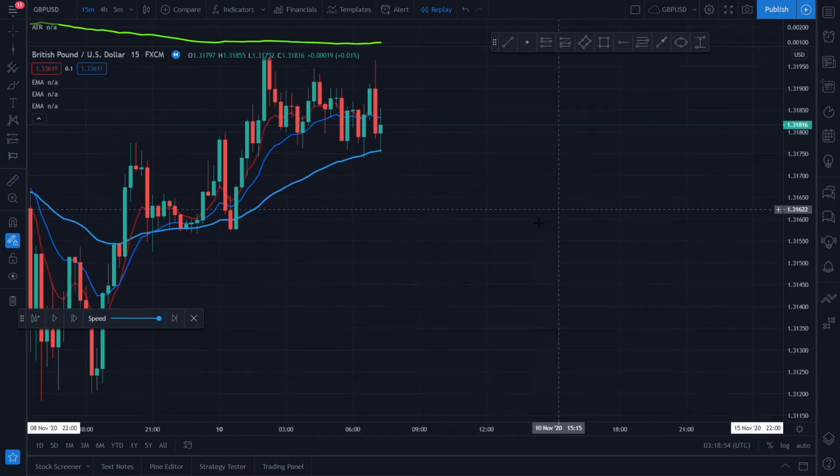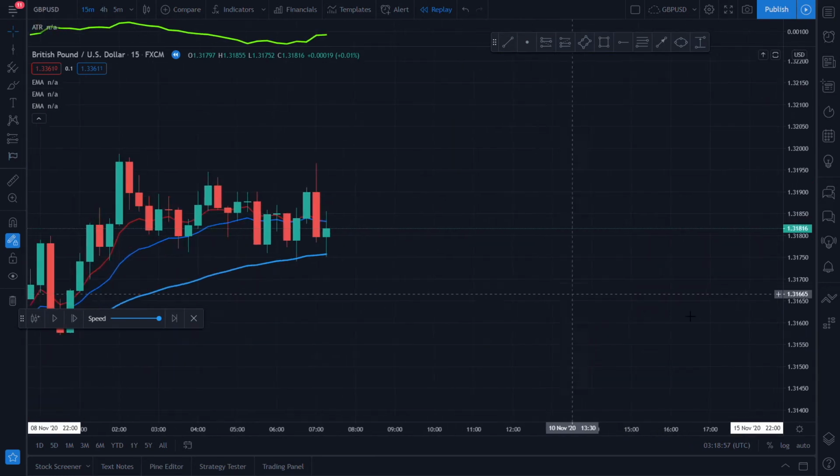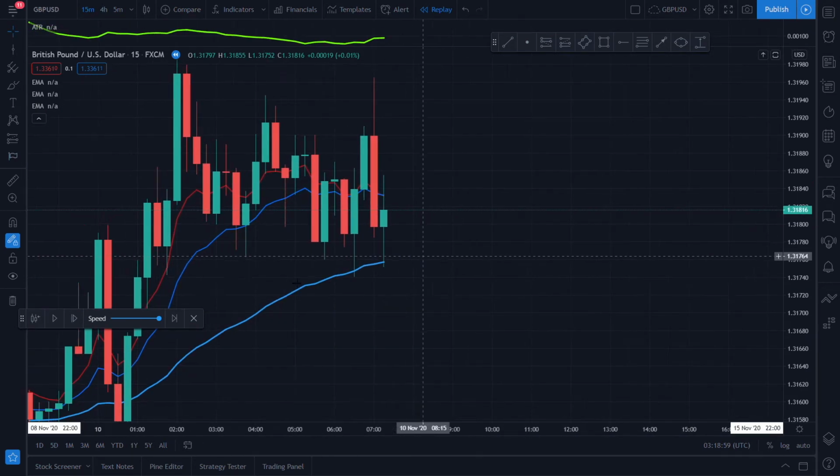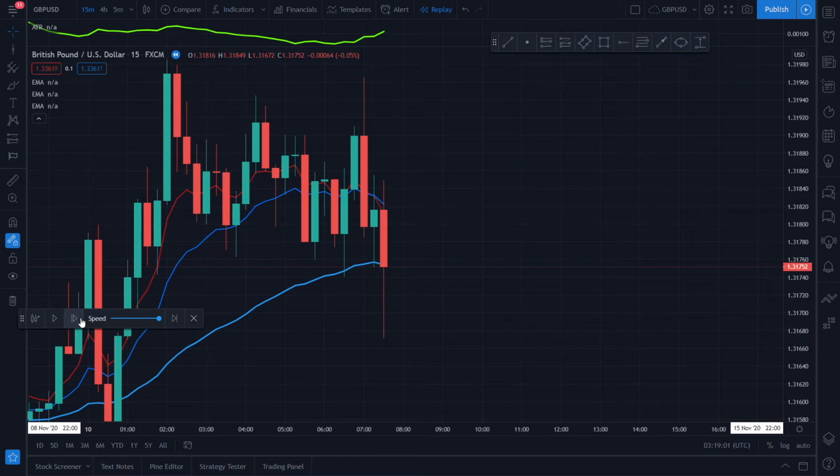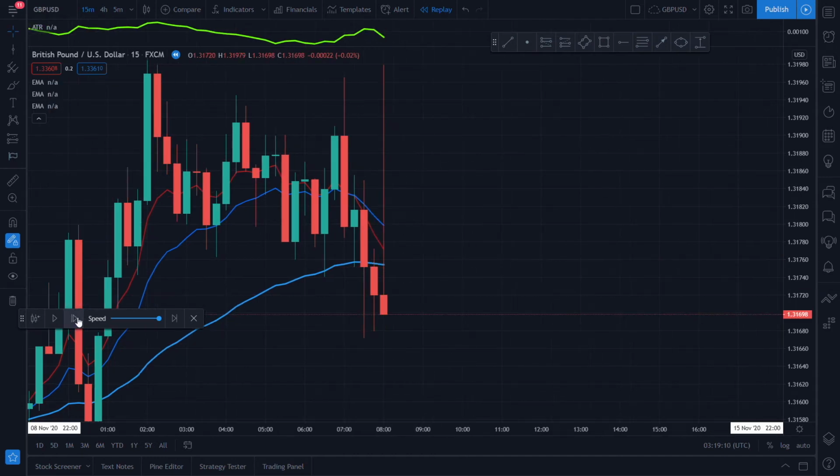Okay, so we got our first cross here. I believe right here. Go forward. Okay, so we got our first cross here. All right. So now we got to wait for the market to come back up. And let's see if we can get a trade.